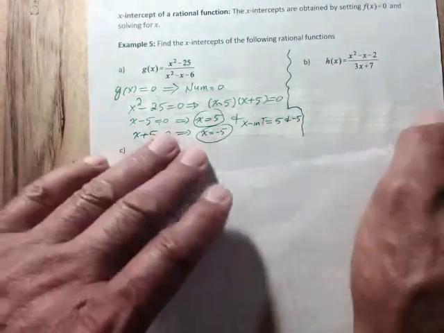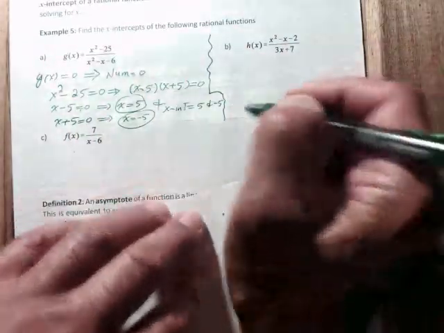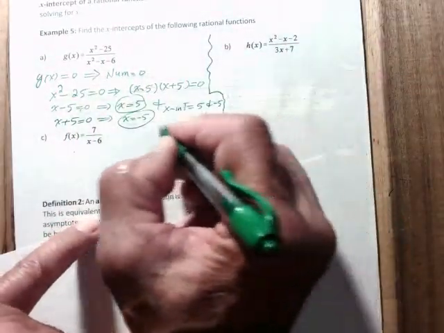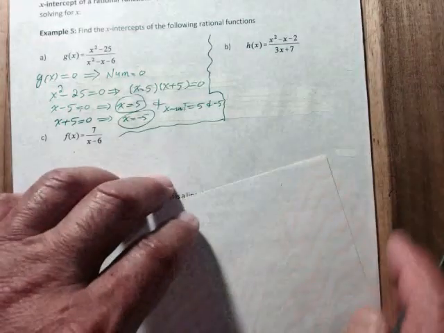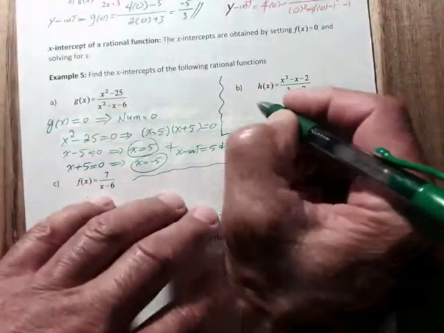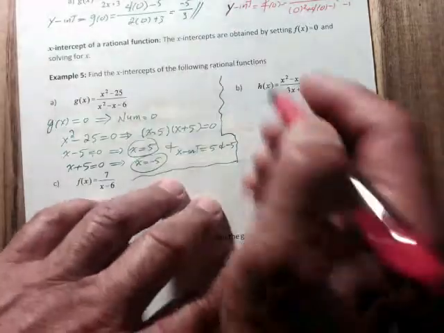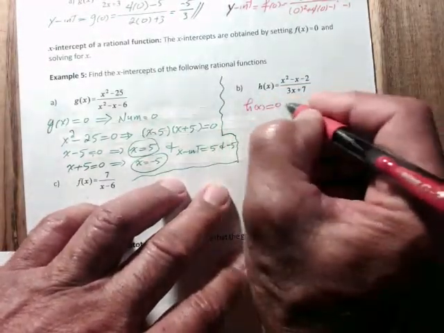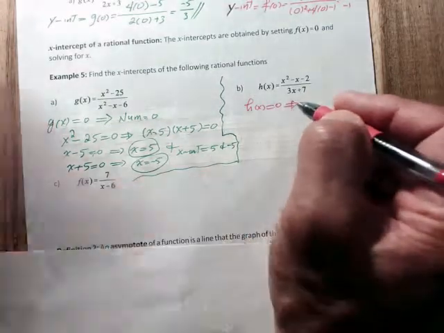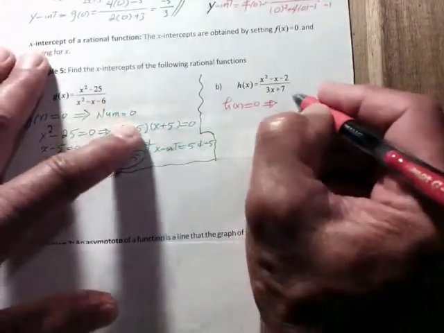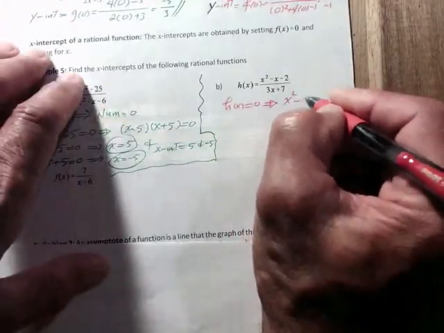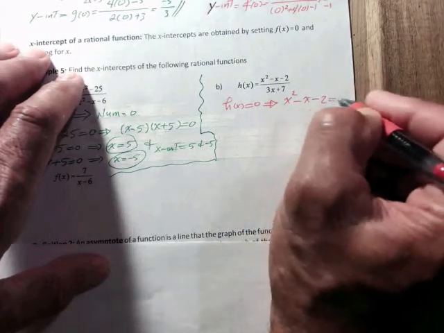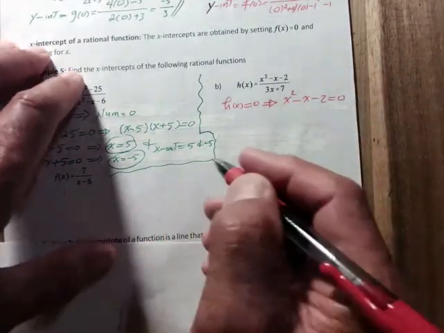Because they are both real, they are x-intercepts. This one, I put the numerator equal to 0. So h of x equal to 0. I put x squared minus x minus 2 equal to 0.